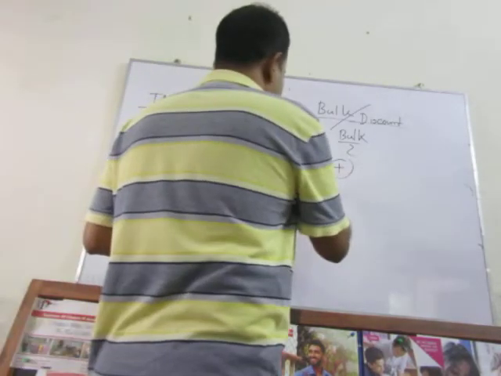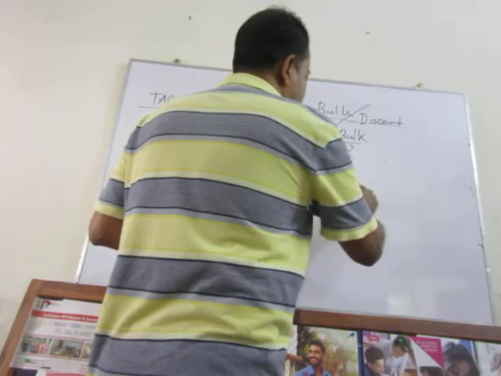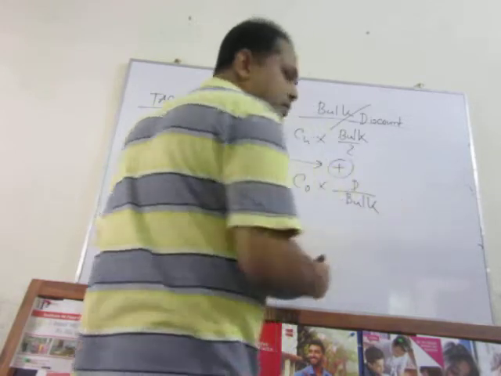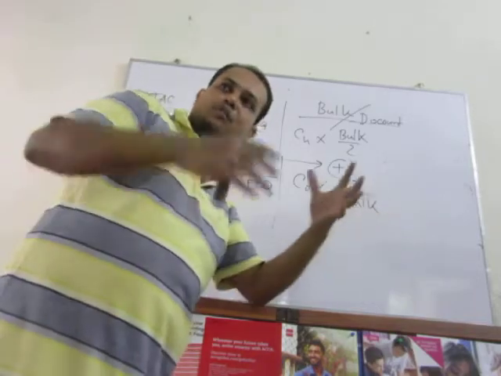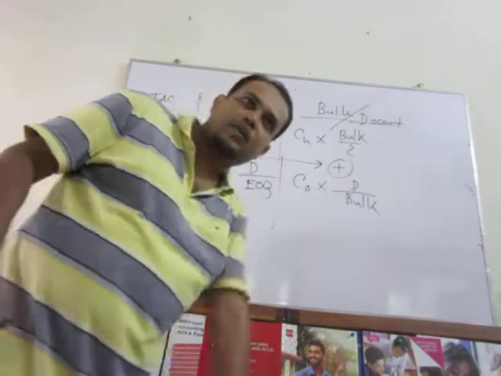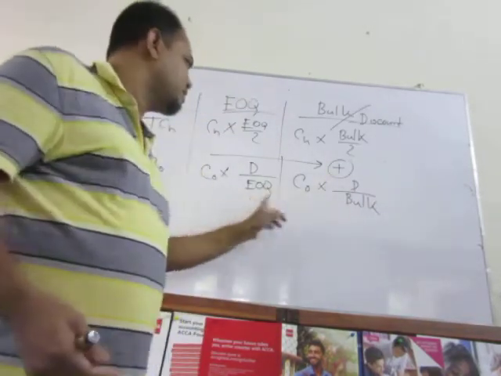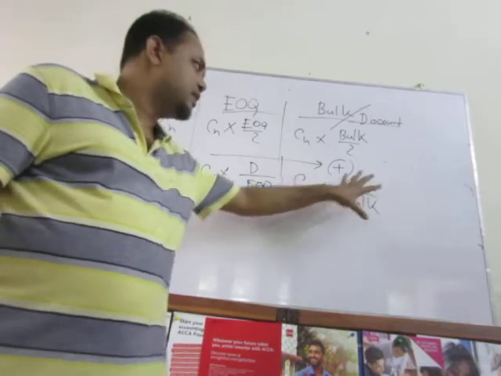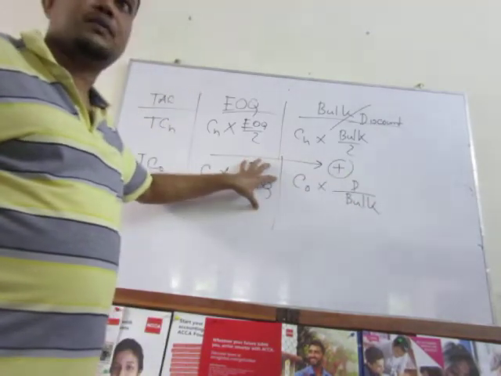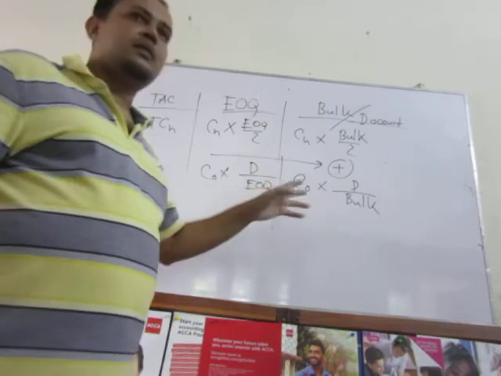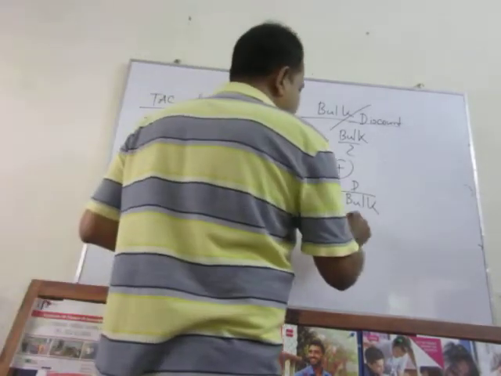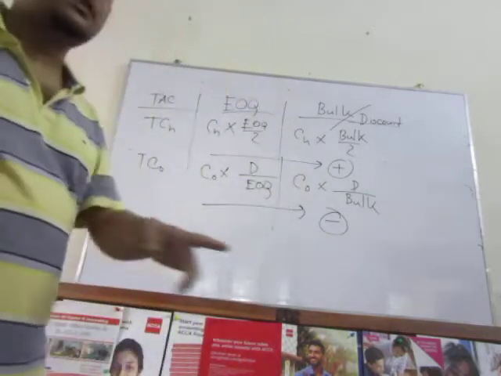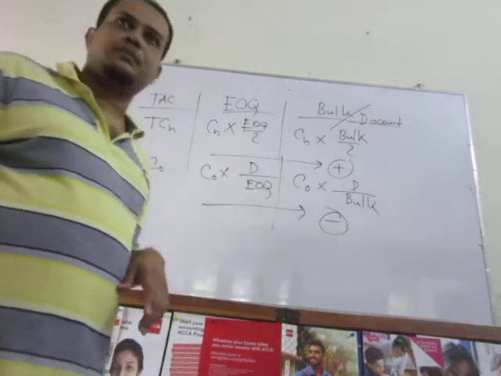But here, this is CO into demand by bulk. In the case of bulk, you are ordering more amount. That's why it will lower your number of orders. Obviously, this number of orders will be lower than this number of orders, but CO is equal for every case. So obviously this will be lower compared to this one.